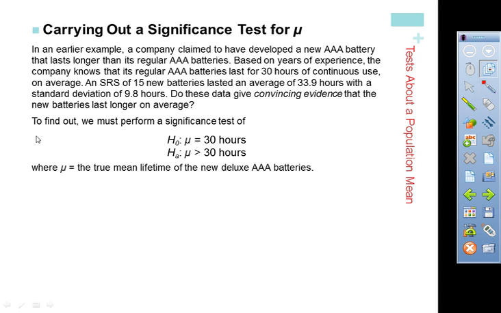So they go ahead and set it up to find out we must perform a significance test. They say that the mean hours is 30. But we think that the mean hours is more than 30. They last longer. That's what we want to prove. They're asking for evidence that the batteries last longer on average, so that's how they knew the alternative was the mean is greater than 30, where mean is the true mean lifetime of new AAA batteries.